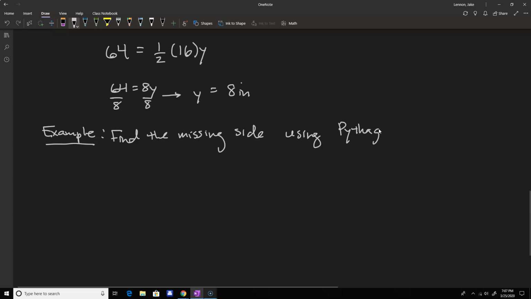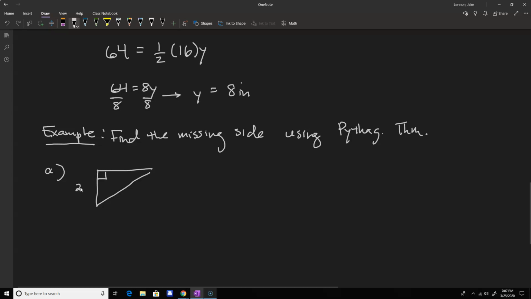So if we're using the Pythagorean theorem, that's a squared plus b squared equals c squared, and that means all of the triangles we're dealing with are right triangles. So let's suppose we have a triangle that looks like this. Again, these are not necessarily drawn to scale, but you get the idea.